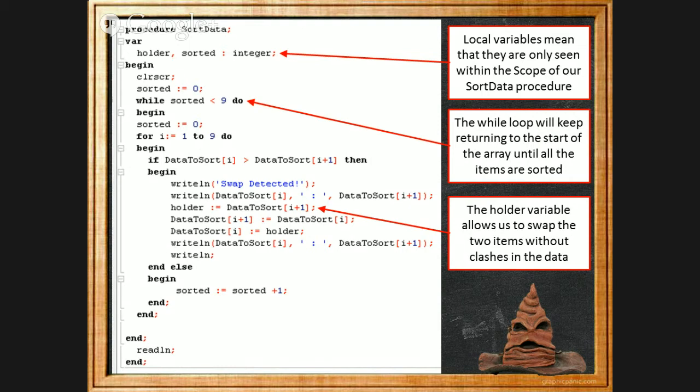Okay, so the idea is that holder allows us to swap those 2 items around without any clashes. So it takes it out of the second place, puts it away for a minute, puts item 1 into that second place, and then puts the holder back into the first place. So we're swapping them without having to overwrite them. Because if we took item 1 and overwrote item 2, now item 2 equals item 1, they're both the same. So we need to have that held in a separate place.